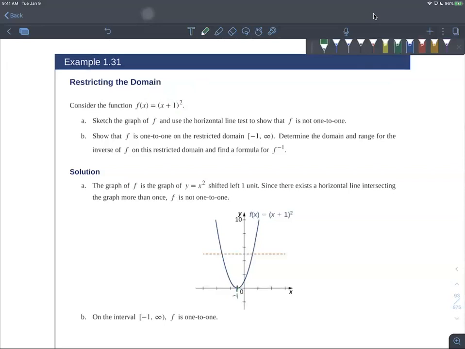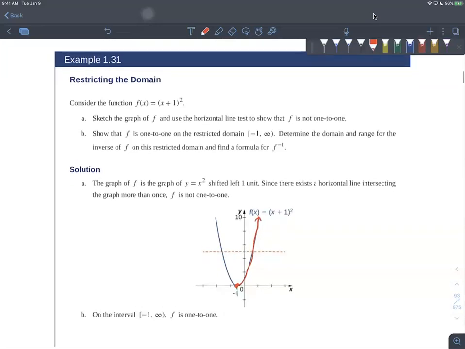Now for part B, it says show that f is 1-to-1 on the restricted domain from -1 to positive infinity. I'll highlight that in red. From -1 to positive infinity, we can see that it is 1-to-1. Determine the domain and range for the inverse of f on this restricted domain and find the formula for f inverse. Okay, so let's see here.